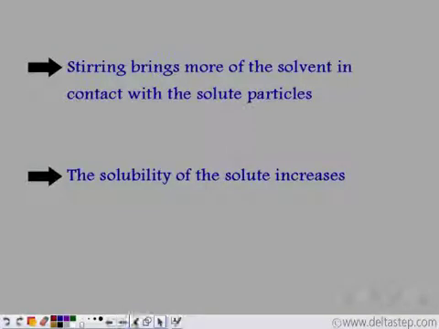So stirring brings more of the solvent particles in contact with the solute particles. Now a greater number of surfaces are available for the solvent particles to act on, and so stirring increases the solubility. So the effect of stirring is that it increases the solubility of the solute particles.